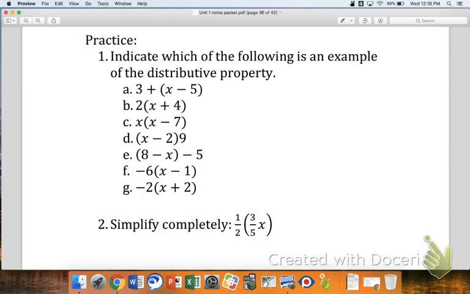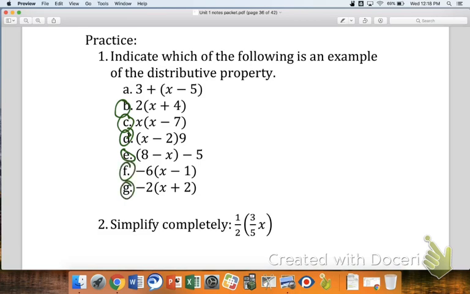All right, I'd like to hear from you guys. Number 1, you guys think A is an example of the distributive property? No. It is not. You are correct. How about B? Yes, it is. That is a distributive property. How about C? Yes, it is. What about D? Yes. Also, it's written in the order that we're not used to, but that is still a distributive property. How about E? No. It is not a distributive property. What about F? Yes. And G? Yes.